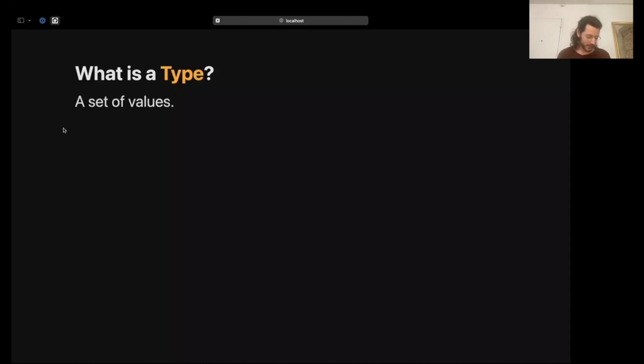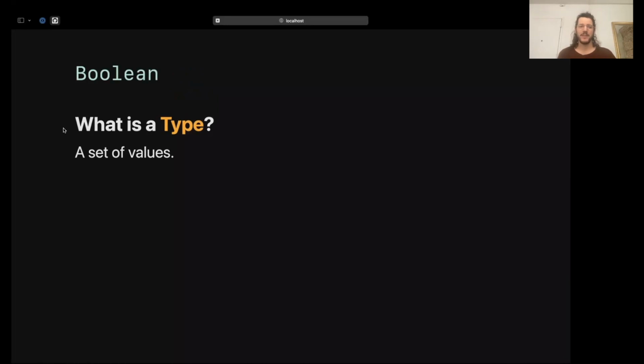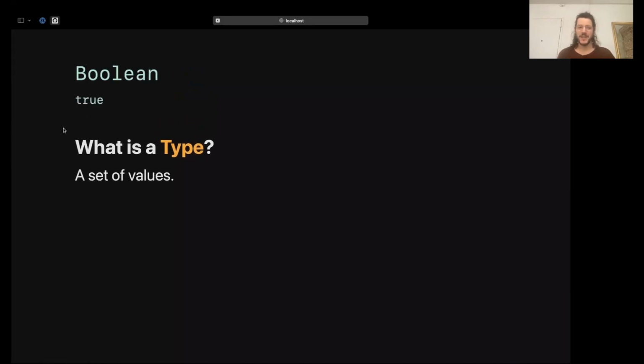Okay, so what is a type? Well, a type is really just a set of possible values. So that's one of the definitions of a type. It's just this label on a box, and that box has in it every possible value of that type. So for instance, Boolean is just a set of the values true and false. There is no Boolean itself. Boolean is just this label on the box of all Booleans, in which is true and false. So it's a set of possible values.